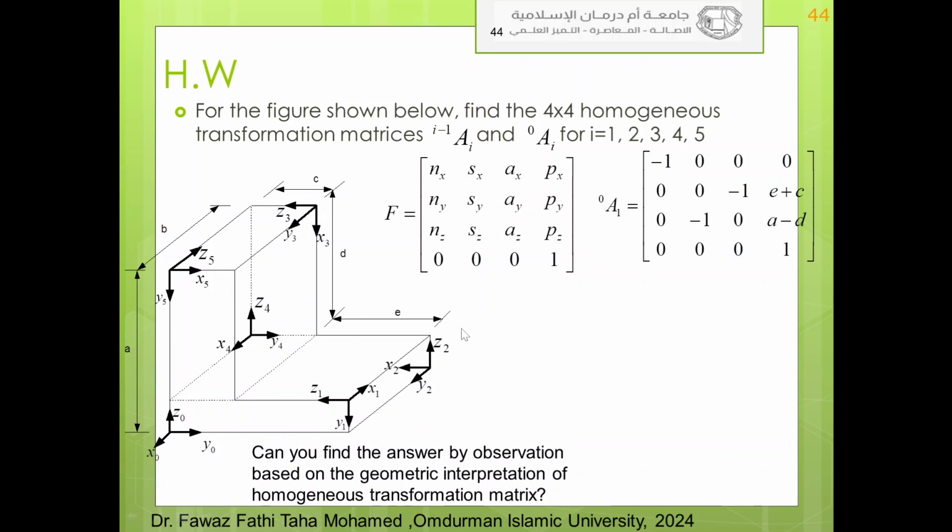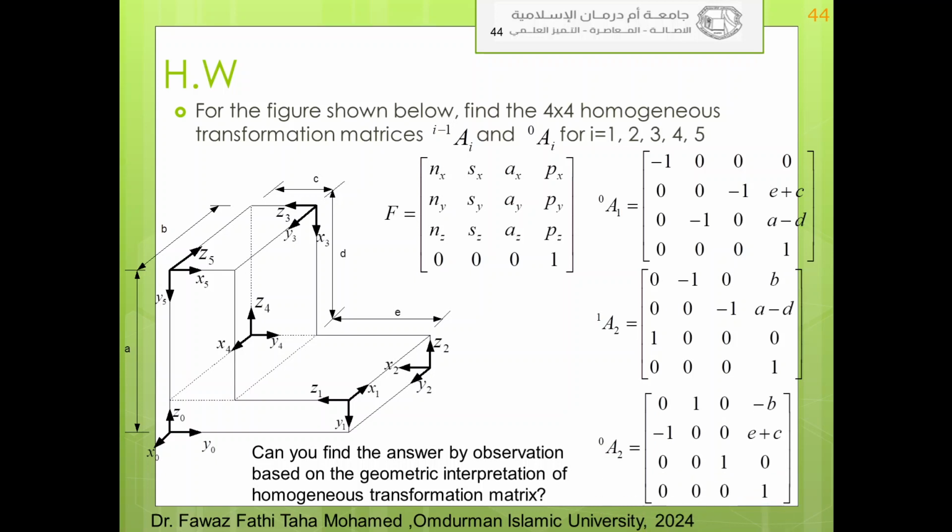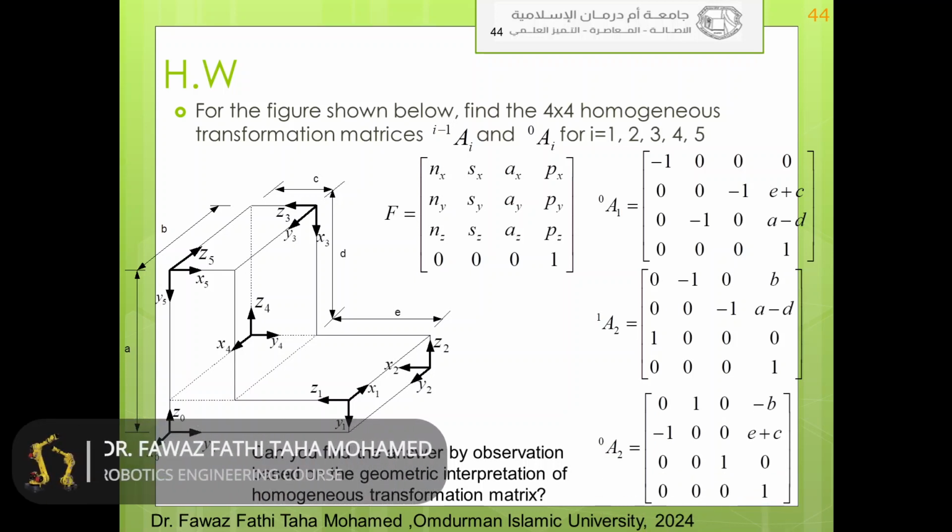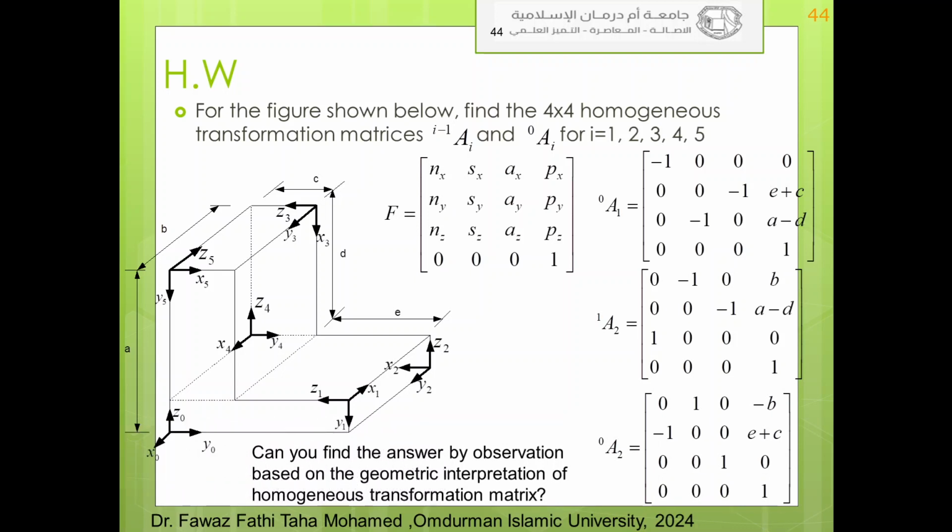Just by inspection you can find A10. It is just translation in this known dimension, and orientation, as we did in the first topic, position and orientation. Okay, so here is a sample answer, and you have to find the other answers for this question. So we can find the answer by observation based on the geometric interpretation of the homogeneous transformation matrix.